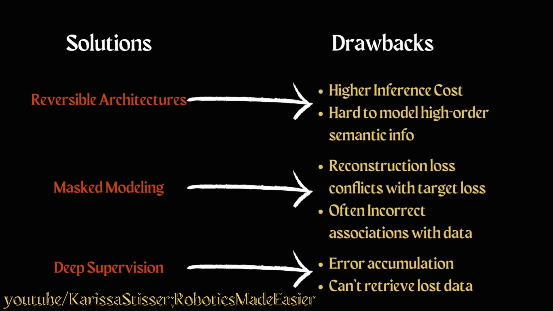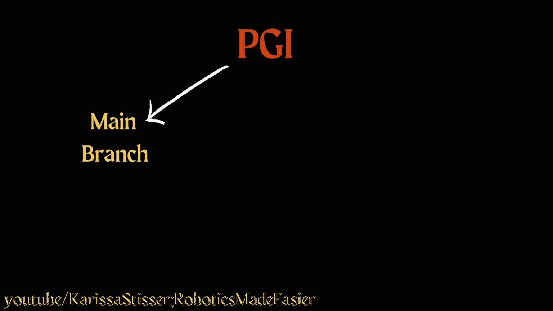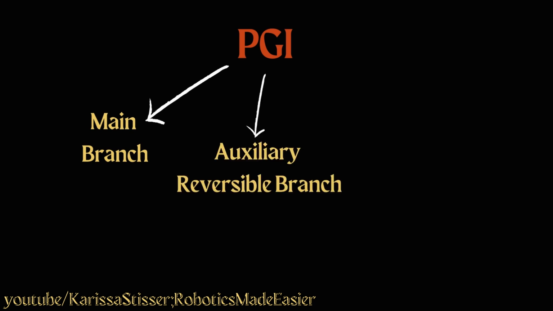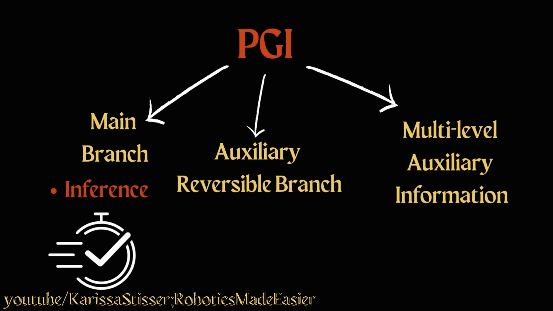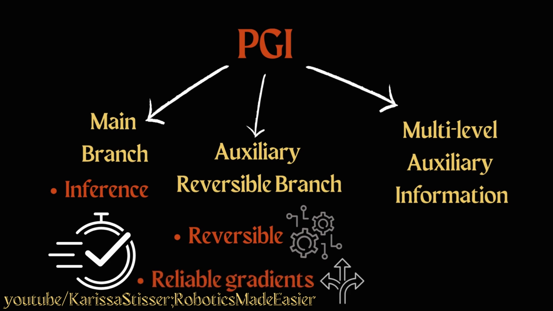The authors propose using Programmable Gradient Information, PGI, which consists of a main branch, an auxiliary reversible branch, and multi-level auxiliary information. The inference uses only the main branch, so there's no additional inference cost. The auxiliary reversible branch can choose any reversible architecture, and it helps generate reliable gradients through additional pathways.